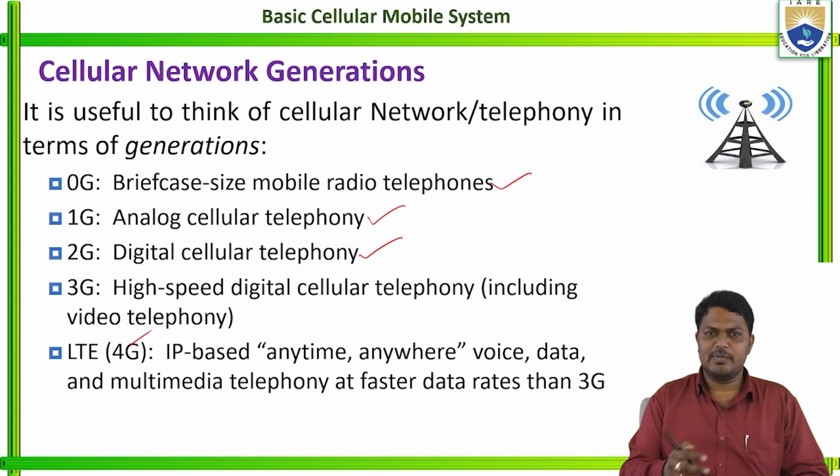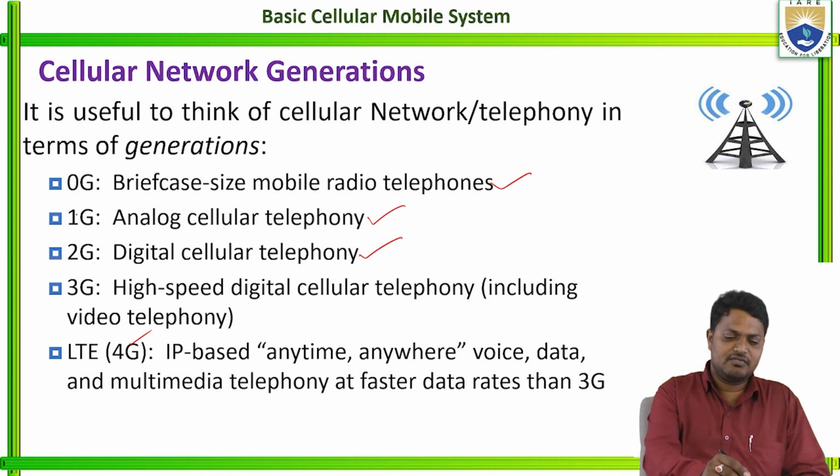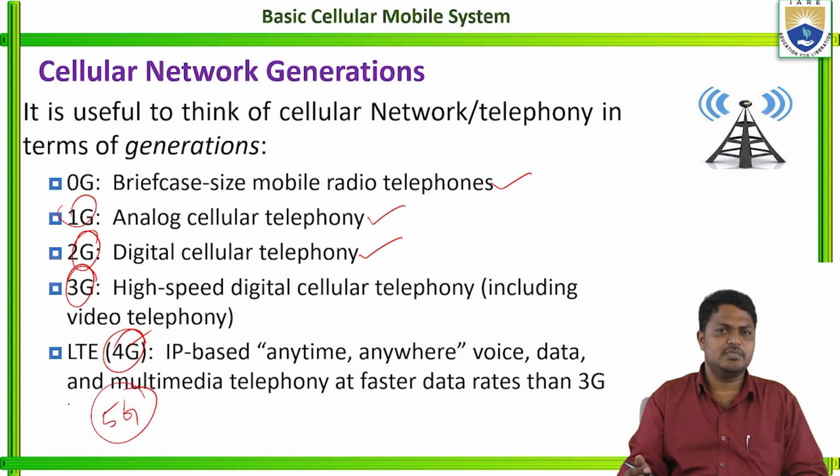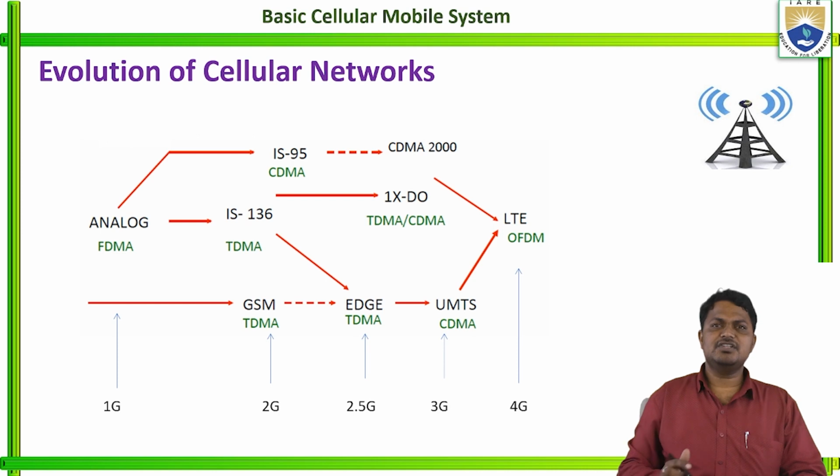So the evolutions of mobile communications are 0G, 1G, 2G, 3G and 4G. Now it is 5G, fifth generation. The next feature that is going to be implemented in our country is 6G, the sixth generation mobile communication. So here are the evolutions of networks.